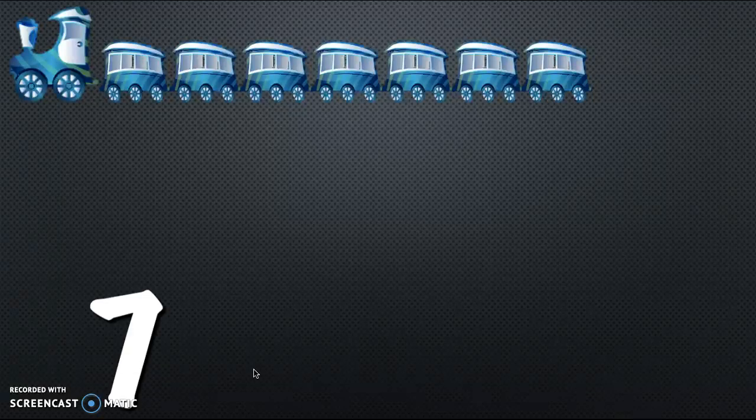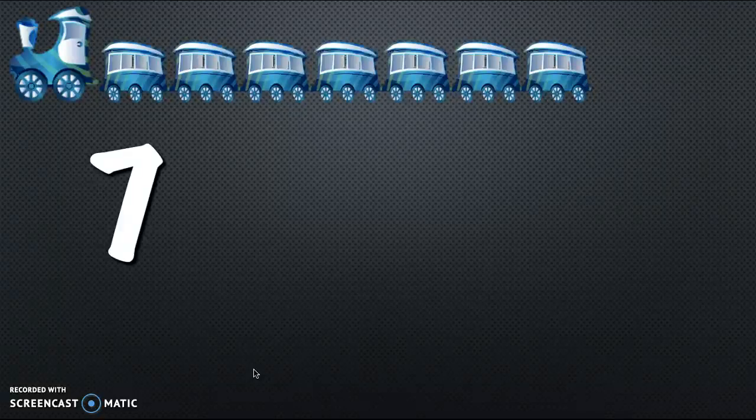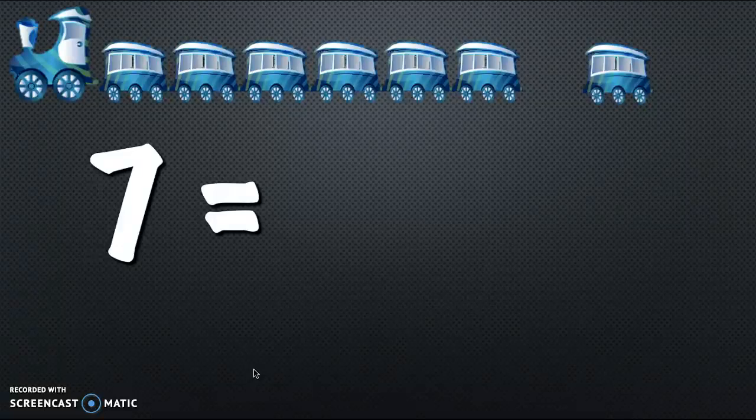All right, so let's go ahead and write down 7. And then we're going to break apart our train. Ooh, we'll break it apart right there. Okay, so can you finish this number sentence? 7 is equal to, look at the two parts and then finish that number sentence. What would that be? It would be blank plus blank. Press pause while I do that and press play to check yourself.